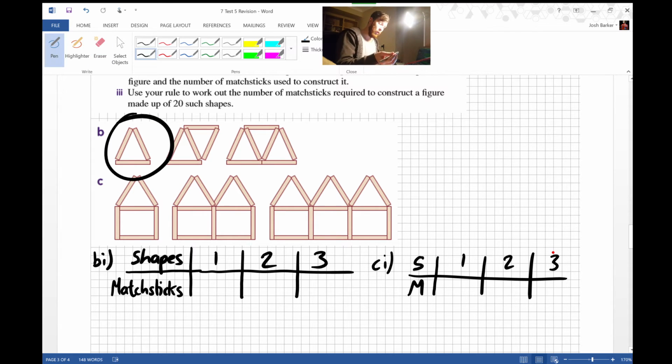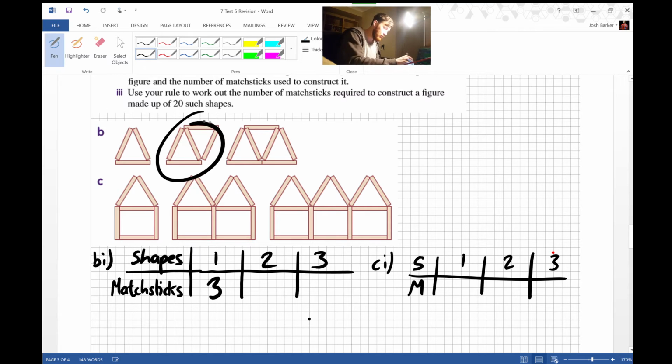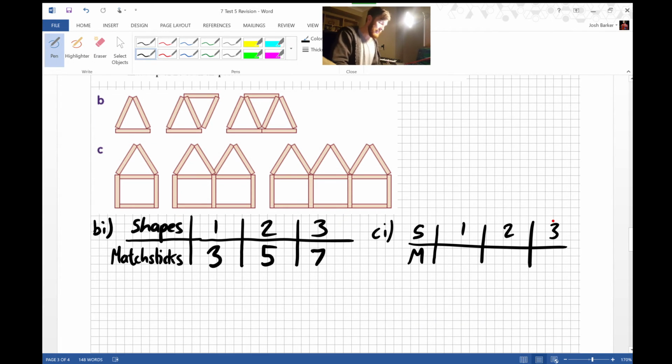Anyway, so first shape just here. And that's shape number 1, there's one triangle there, and it's made up of 3 matchsticks. Shape number 2 is made up of 5 matchsticks, and shape number 3 is made up of 7. Now the trick to this is to see how many matchsticks are added on for every time you add a shape on. So when you go from 1 triangle to 2, we add on 2 matches. And when we go from 2 to 3, you add on another 2 matches.